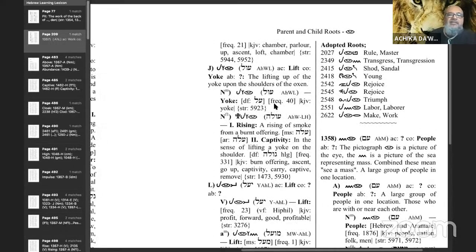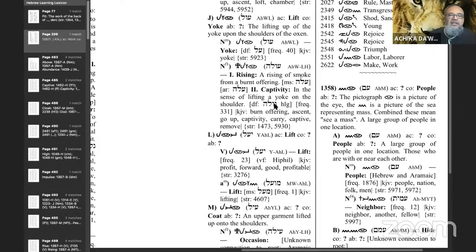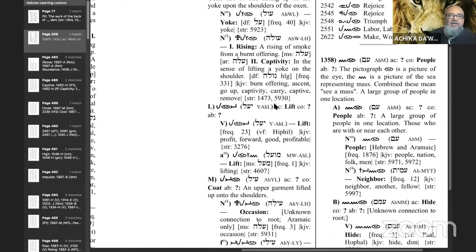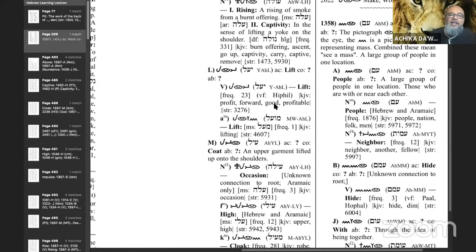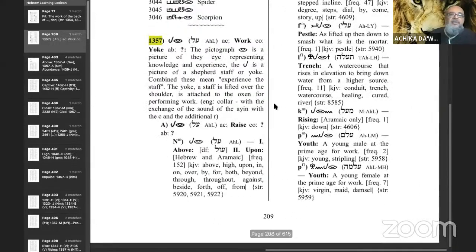Then it says awon, to lift, a yoke, okay? All, okay, to lift. See, it's all about lifting and carrying. And a coat, yeah, okay. And that's pretty much it.